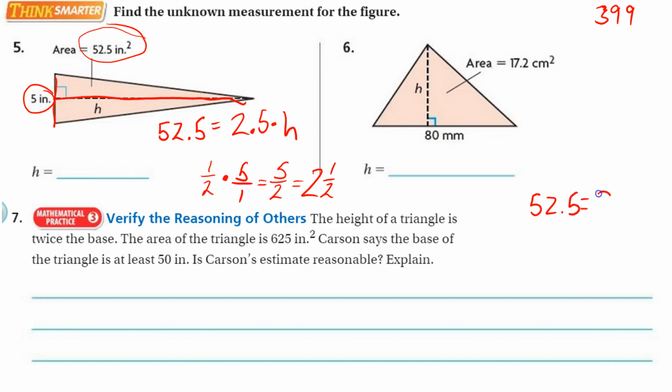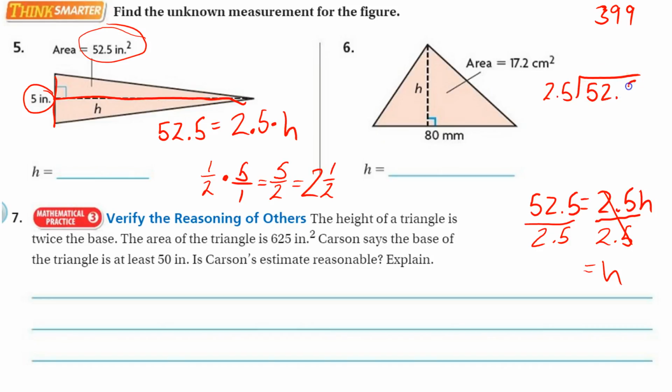So again, we have 52.5 equals 2.5 h, which means 2.5 times h. So to get h by itself, we have to do the inverse operation. We have to divide both sides by 2.5. 2.5 divided by 2.5 leaves you with just 1h, or just h. And then now we have to do some math. So 2.5 into 52.5.